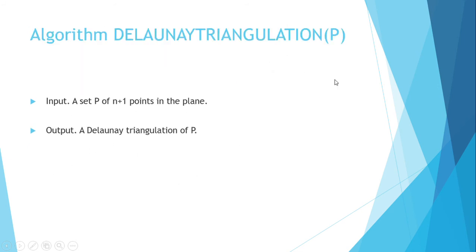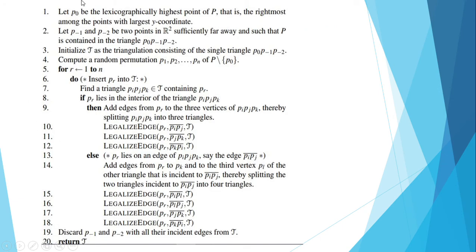Algorithm. The main algorithm. The input is a set of points in a plane, like stars in the sky. The output is a Delaunay triangulation of P. Let P0 be the lexicographically highest point, as we saw. We are finding P0, P1, P2. We are assuming the points are sufficiently far away from the other points so that they don't disturb the Delaunay triangulation of the original points. We are drawing the triangle P0, P1, and P2, and initializing tau as a triangulation consisting of a single triangle, as we just said.